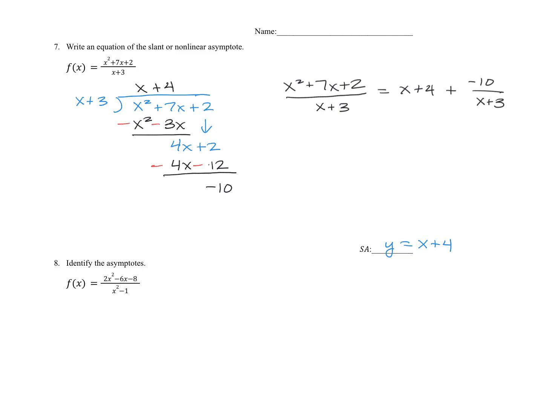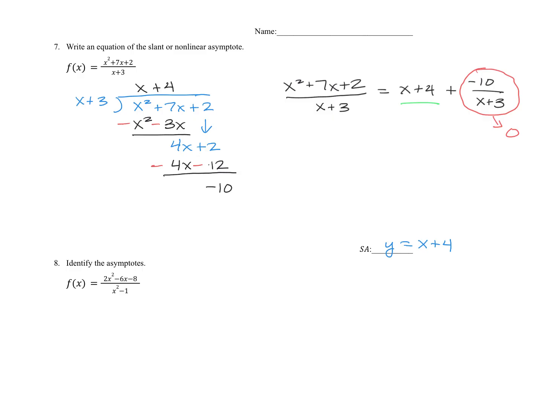And for very large values of x, this becomes a smaller and smaller fraction that disappears, because the 10 is staying the same and the x is getting bigger. So what's left over is this x plus 4. That's what gives you the graph on the far extreme parts. So again, slant asymptotes are found by doing long division, and your quotient gives you the formula for the slant asymptote with the y equals.